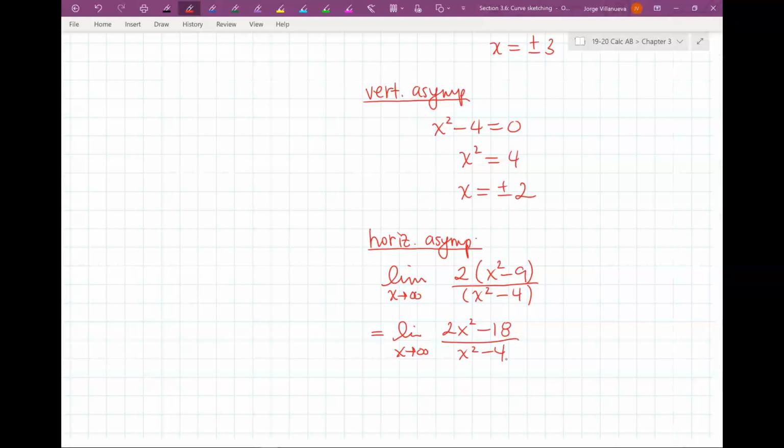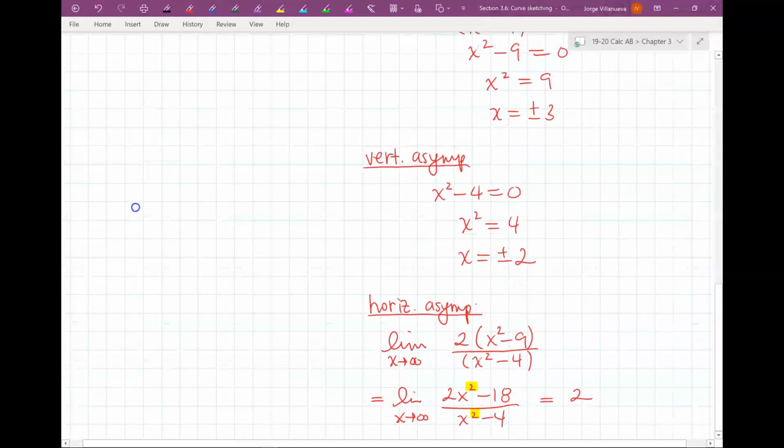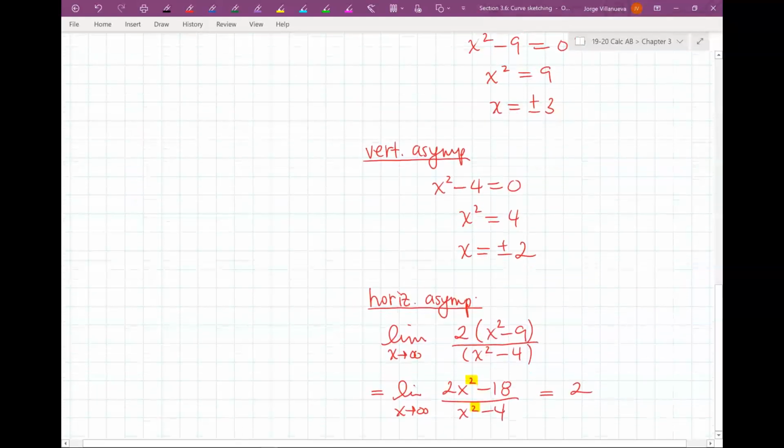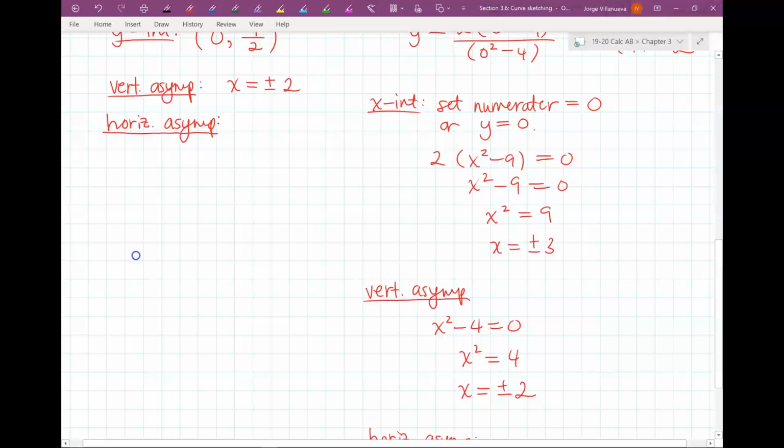What's my limit for that? It's just a 2, right? Notice the powers are identical. And if the powers are identical, that means that you take the coefficients, which would be 2 over 1, or just 2. So that means there is a horizontal asymptote at y equal to 2. So I'm going to put that way up here.